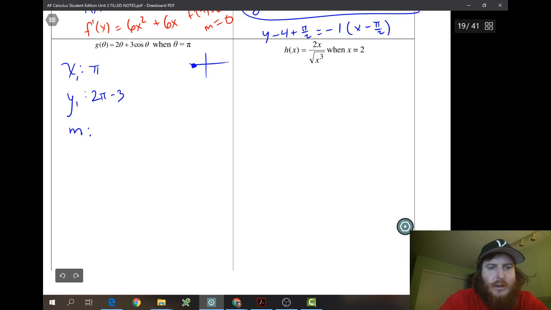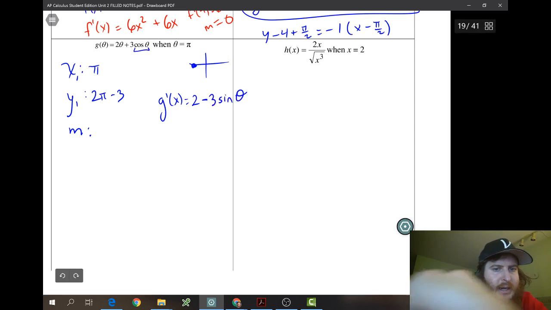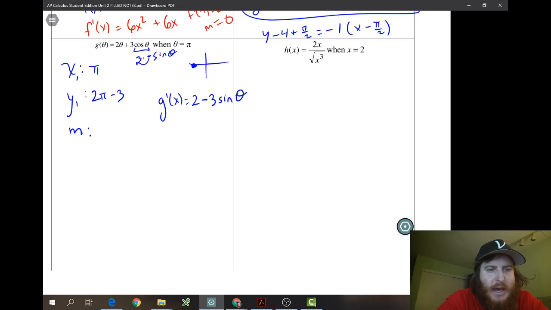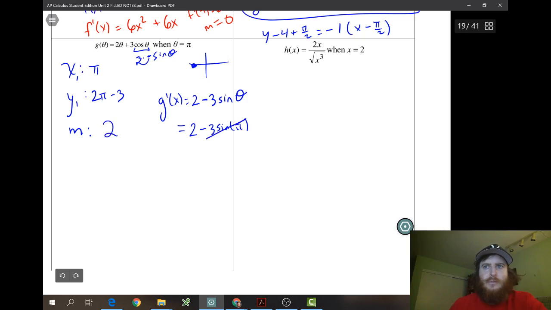And for m, we take the derivative. So g prime of x, we do that first, is 2. And the derivative of cosine is negative sine. The 3 just hangs out in front. So the derivative is 3 times negative sine theta. I just moved the negative to the front to make it minus 3 sine theta. Now for m, we plug in just pi. So 2 minus 3 sine of pi. And sine of pi goes to 0. So the m is just 2.